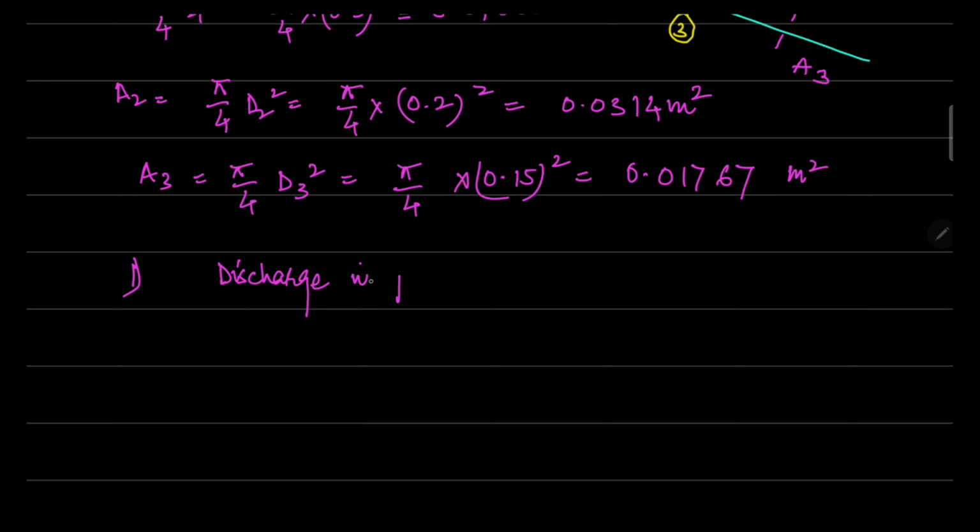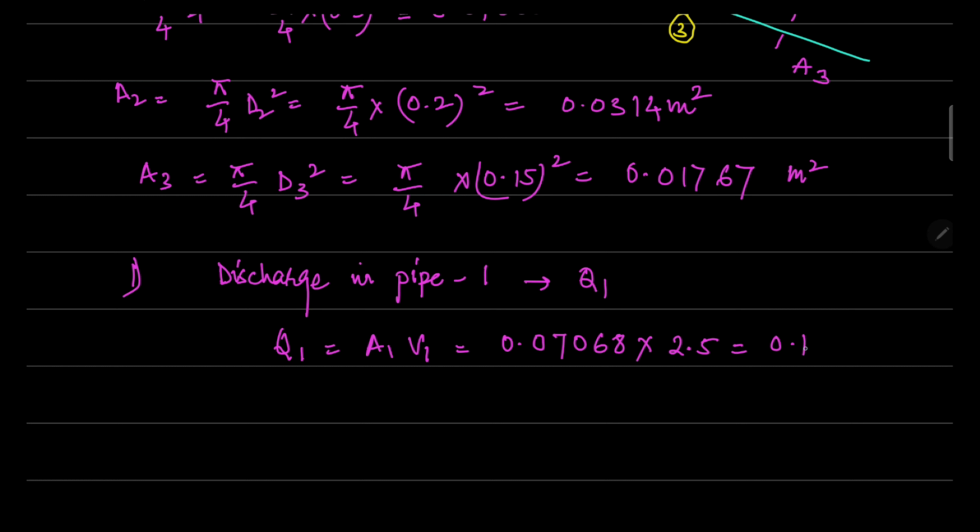The first part of this problem asks for the discharge in pipe 1, let's say this is Q1. This can be written as Q1 is equal to A1 into V1. A1 is 0.07068, the area, and the velocity in this section is 2.5 meter per second, and this value comes out to be 0.1767 meter cube per second. So this much cubic meter of oil is flowing per second through pipe 1.